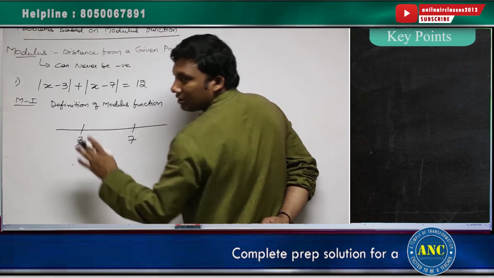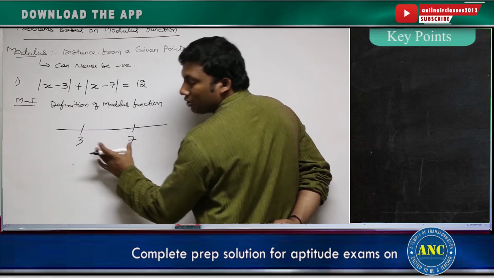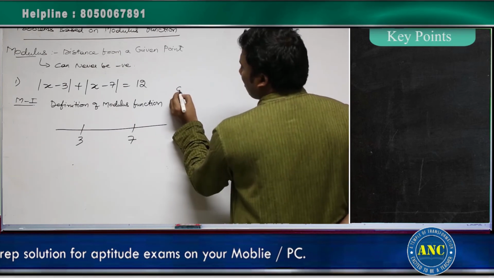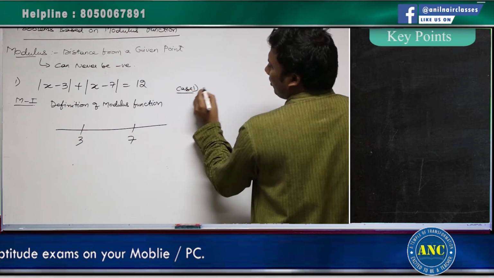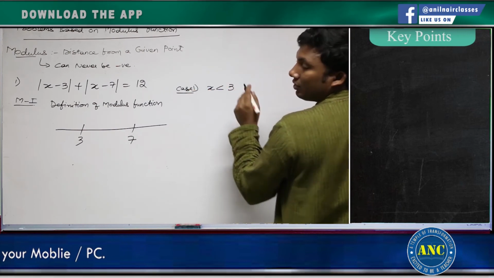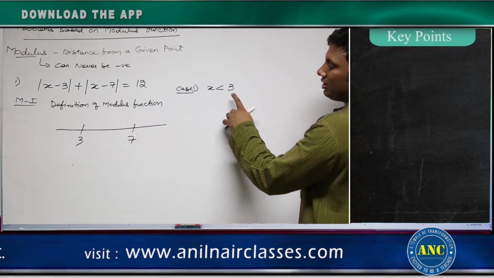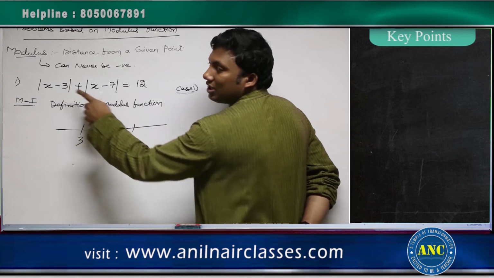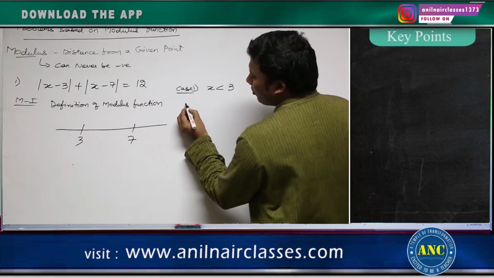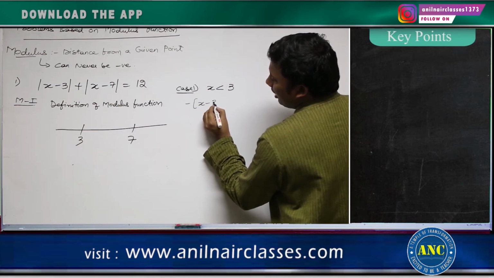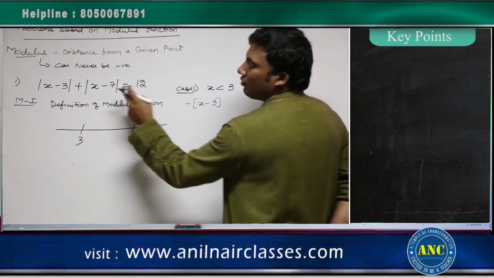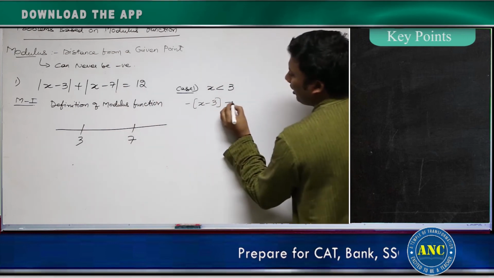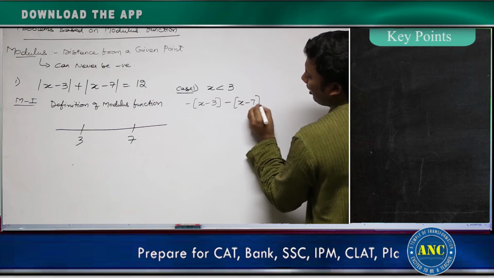What are the cases that I will get? x is less than 3. x is from 3 to 7. What is the next case? x is greater than 7. Now, case 1: x is less than 3. Take a dummy value 2. What is 2 minus 3? Negative, so this will be minus of (x - 3). If I take 2, what is 2 minus 7? Minus 5, negative. Minus of (x - 7) equivalent to 12.